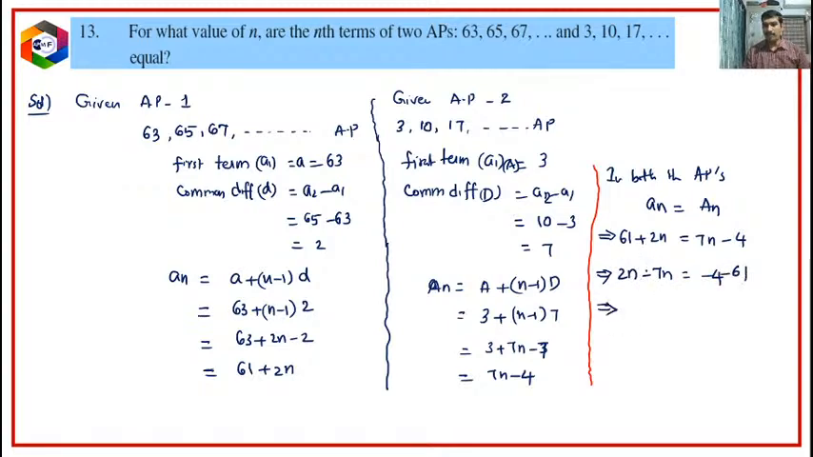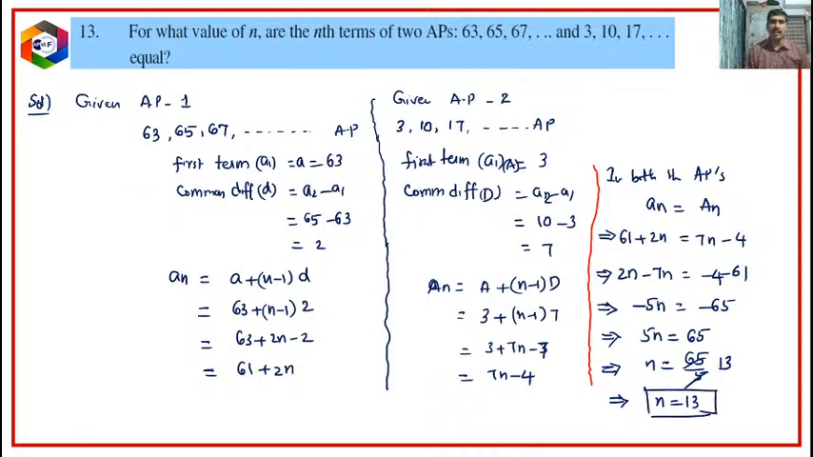Now 2n minus 7n is minus 5n, which is equal to minus 65. Both minus signs get cancelled. So 5n is equal to 65. Now I want the value of n, which is equal to 65 by 5. So which is 13. So 5 13s. So finally the value of n is equal to 13.